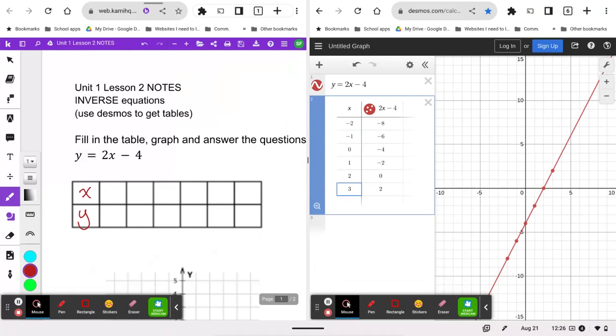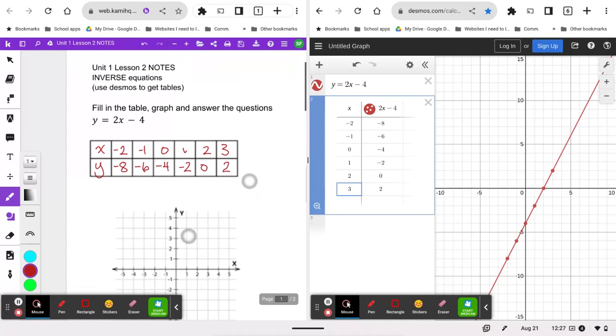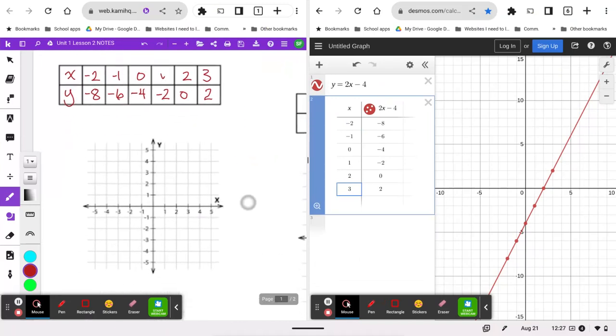So what we're going to do is go ahead and enter x values -2, -1, 0, 1, 2, and 3. And we can get our numbers from Desmos: -8, -6, -4, -2, 0, and 2. Then if we zoom in a little bit, we can go ahead and graph. Not all your numbers are going to fit, but the majority of them are.